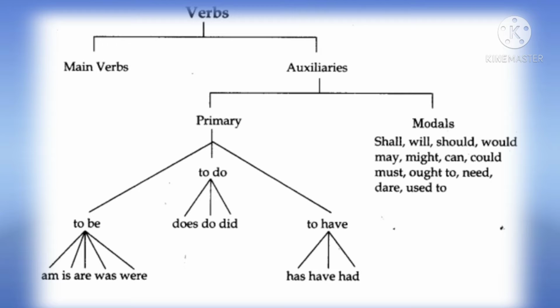In to be, am, is, are, was, were are auxiliaries. And in to have, has, have, had are auxiliaries. And modals: shall, will, should, would, may, might, etc. are auxiliaries.